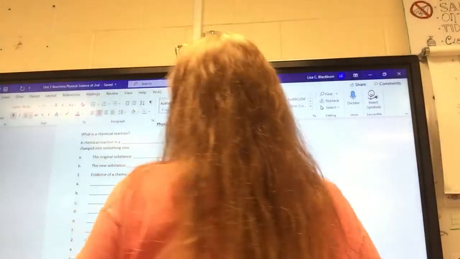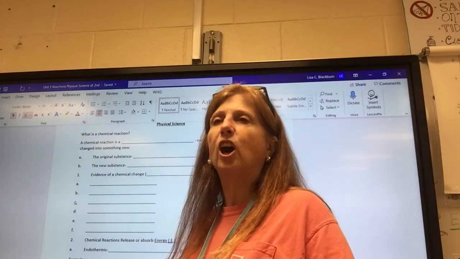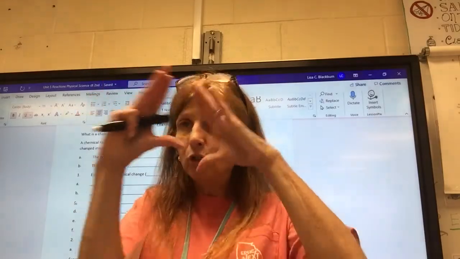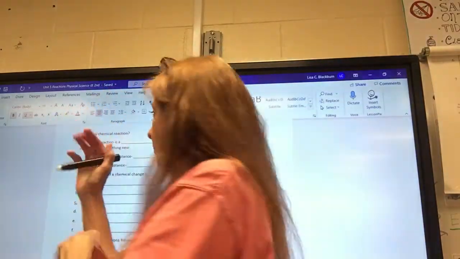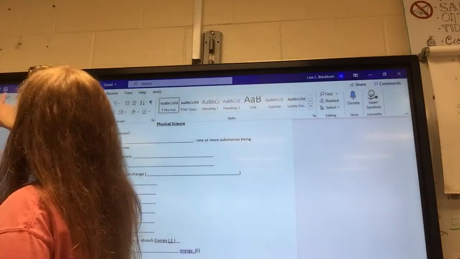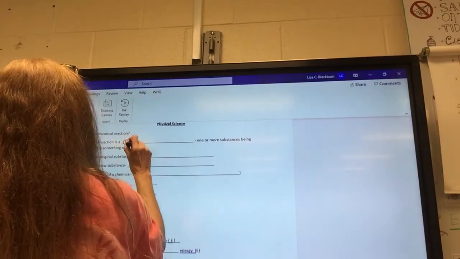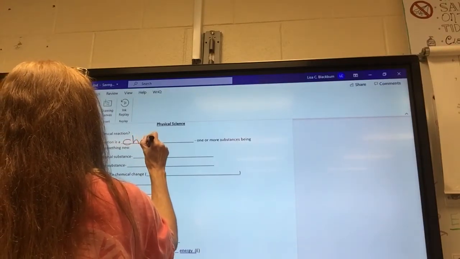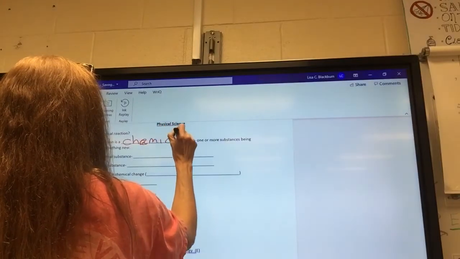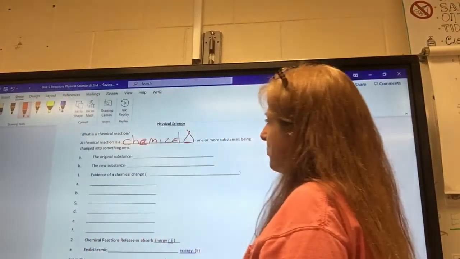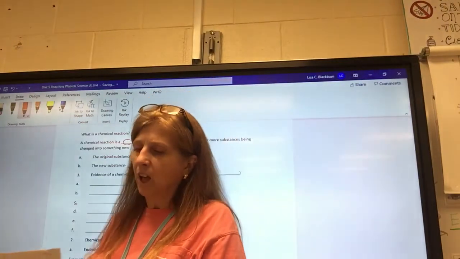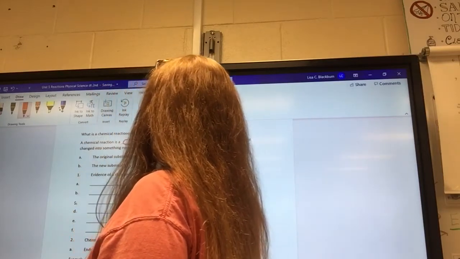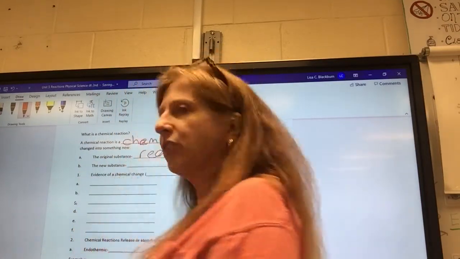All right. So a chemical reaction is a chemical change. Do y'all remember the symbol I showed you for change that we use in science? Oh, triangle. So you can write that it's a chemical change. A chemical change: one or more substances being changed into something new. The original substance is called the reactants.